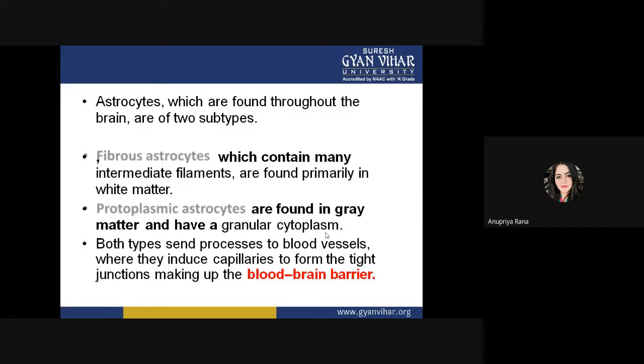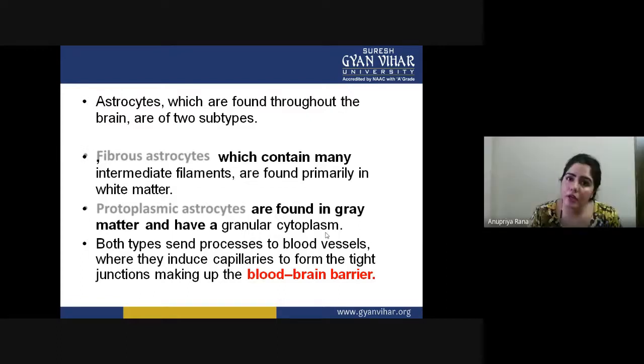On the other hand, protoplasmic astrocytes are found primarily in the gray matter, and they have a granular cytoplasm. Both types send processes to the blood vessels, where they contact capillaries to form tight junctions, making up the blood-brain barrier.